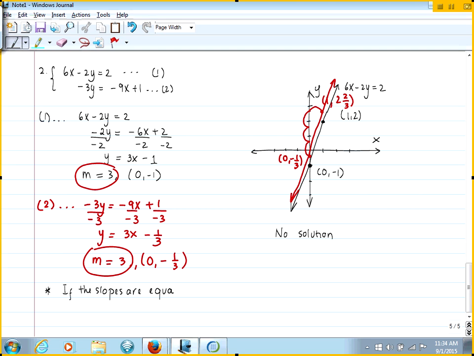So let's just write this. If the slopes are equal, the lines are parallel. Okay, no solution. What about the equations? Independent. Why do you call it independent? Two different lines. How about the system? Consistent? No, there is no solution, so it's inconsistent.